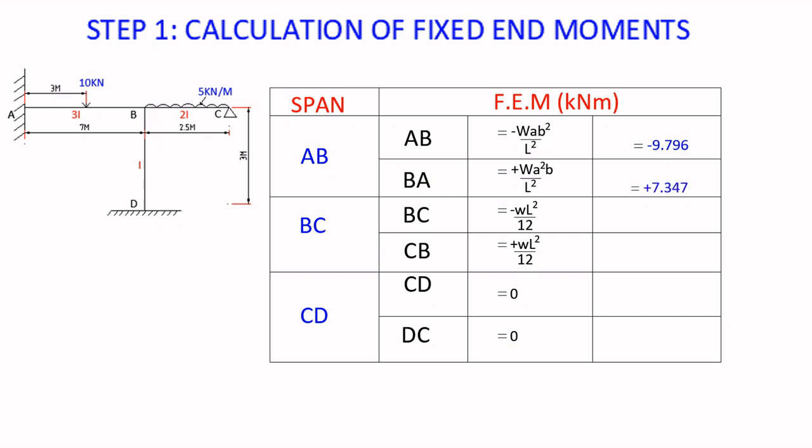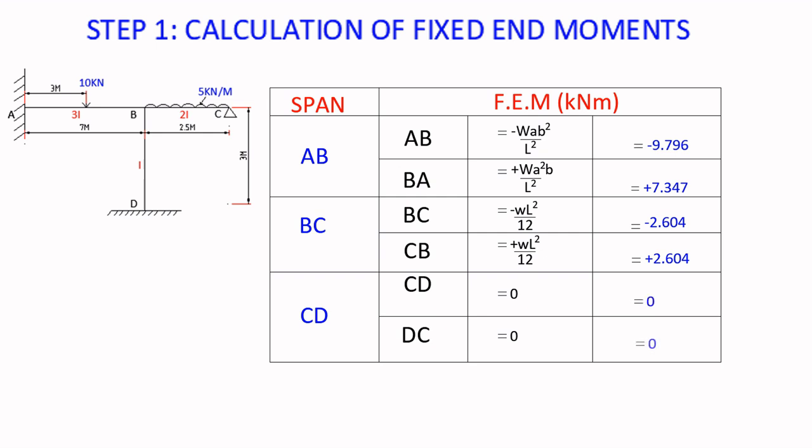7.347. For BC, again we are using the same sign convention, where anti-clockwise moments are negative and clockwise moments are positive. So for BC, the formula is negative WL squared divided by 12. If you substitute the values, that is 5 times 2.5 squared divided by 12, you get negative 2.604, and for CB you get positive 2.604. For CD and DC, there is no loading, so for these two, the fixing moments are both 0.